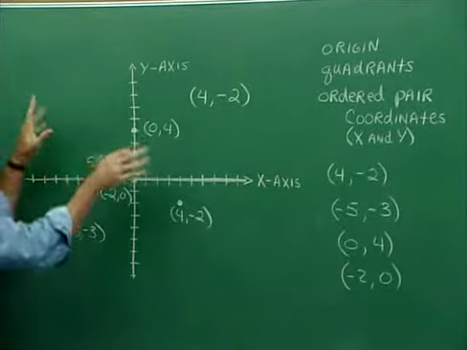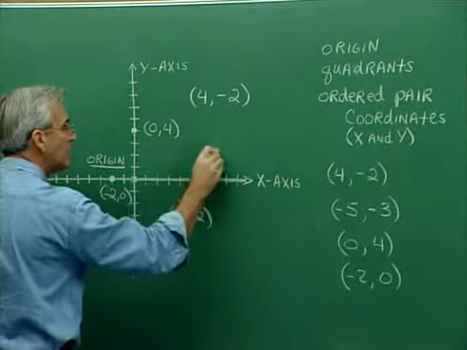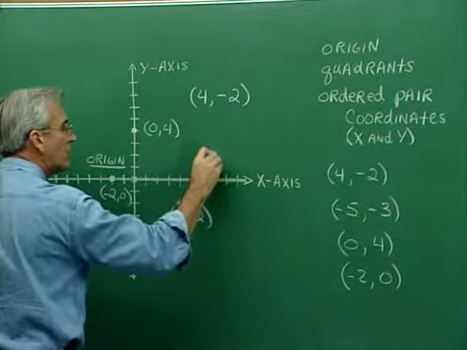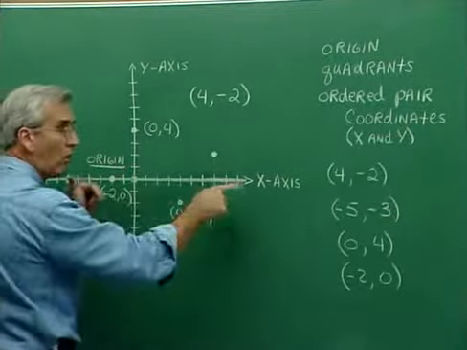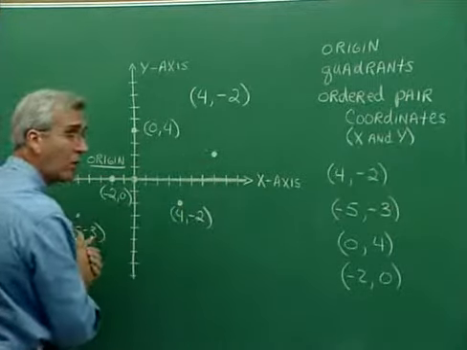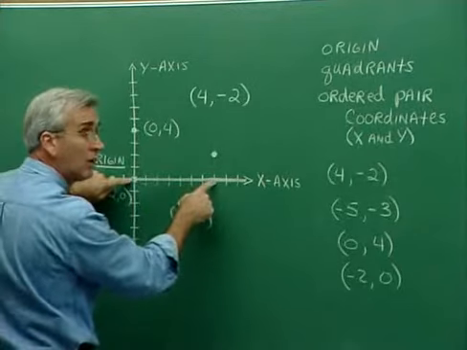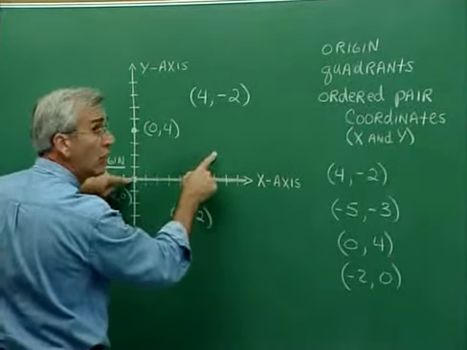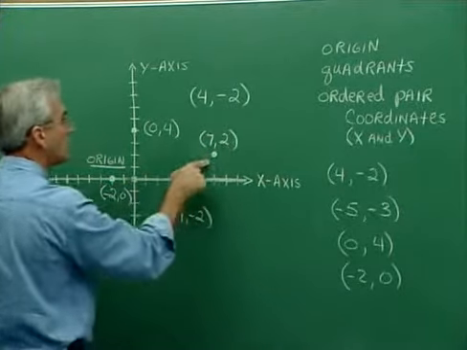Now, if we have a place on the coordinate plane like, let's say this place, and we want to discover its coordinates, then we would count from the origin a horizontal and vertical distance to that point. So from the origin, 1, 2, 3, 4, 5, 6, 7 horizontally, and then 1, 2 vertically. So this is the point (7, 2). These are then the coordinates of that point.